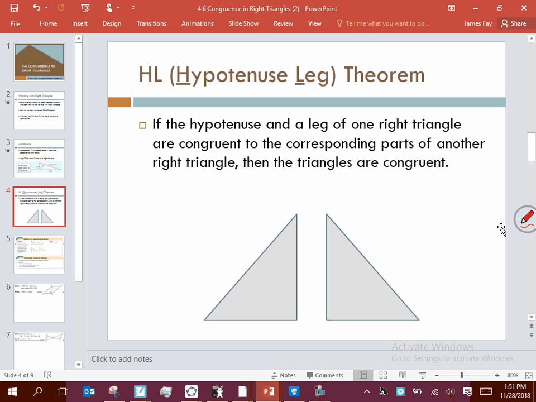So this is the theorem. It's called hypotenuse leg. Hopefully you realize the purpose of knowing those vocabulary words. Basically what it says, I'm going to read it word for word: if I have the hypotenuse of one triangle congruent to the hypotenuse of the second triangle, and a leg of the first triangle congruent to a leg of the second triangle, that is enough to say that the two triangles are congruent. Hypotenuse leg.